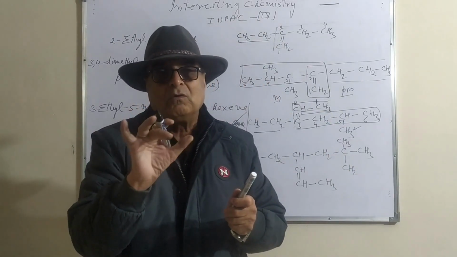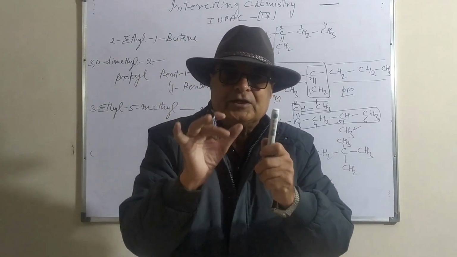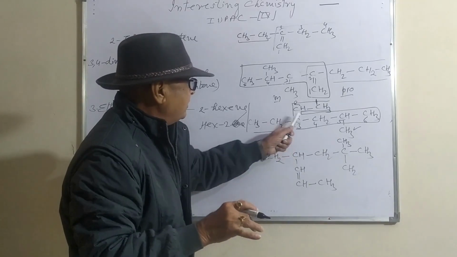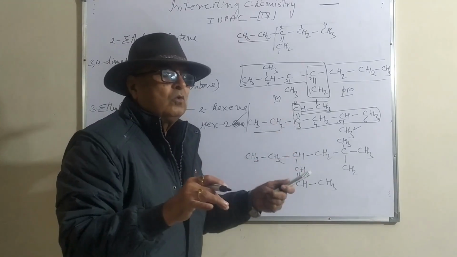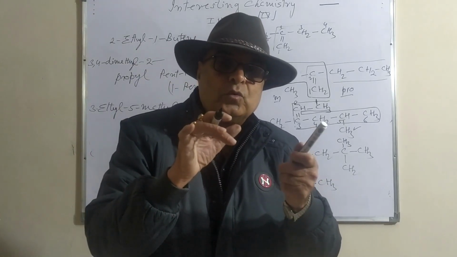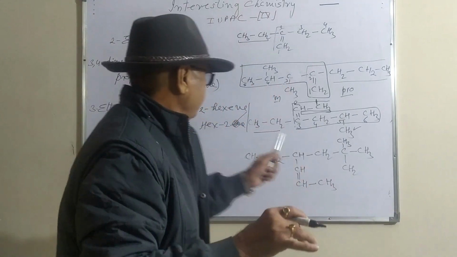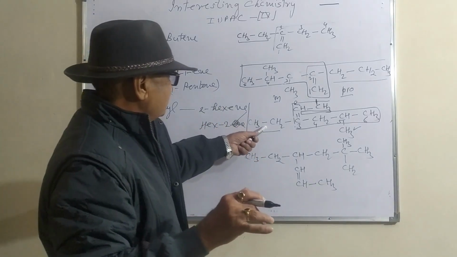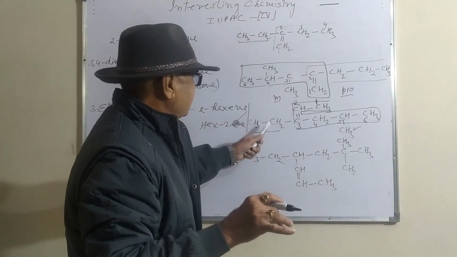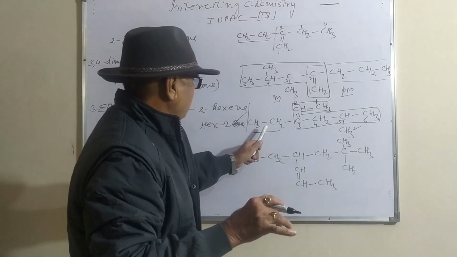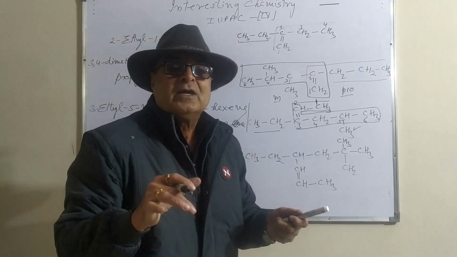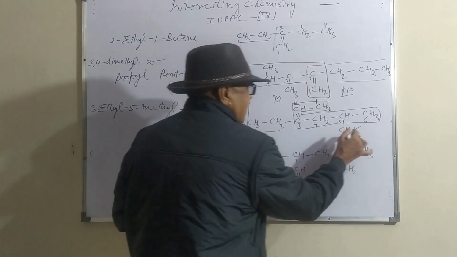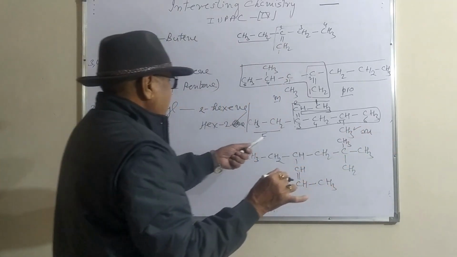Now you have to show the location of the double bond. The double bond is located on the second carbon. So it will be 2-hexene or hex-2-ene. Now there are 2 substituent groups on this chain. One is methyl and one is ethyl. Who comes first in alphabetical order? This starts with E and this starts with M, so ethyl will come first.